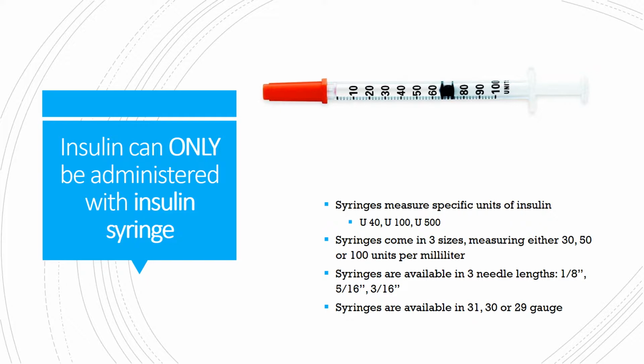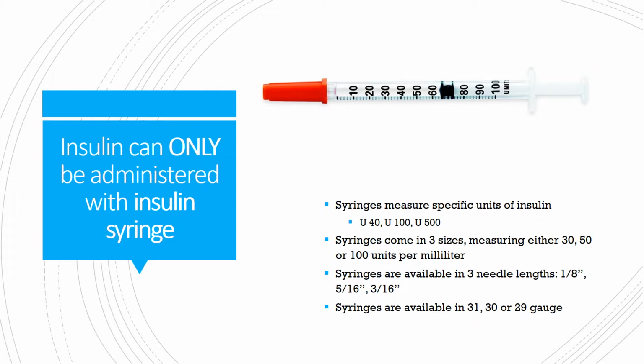The syringes measure specific units of insulin, just like you have specific concentrations of insulin in different vials. So syringes can measure 40 units of insulin, 100 units of insulin, or 500 units of insulin. It's important to know that syringes come in different sizes, especially when you're dealing with the U100 insulin concentration and syringe. These U100 insulin syringes come in either 30 units per milliliter, 50 units per milliliter, or 100 units per milliliter. So that's important to know. You can use any of those three syringes with the U100 insulin.